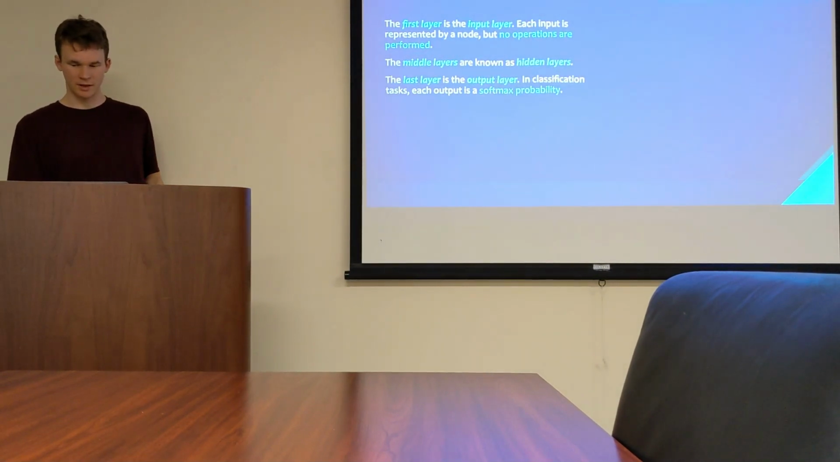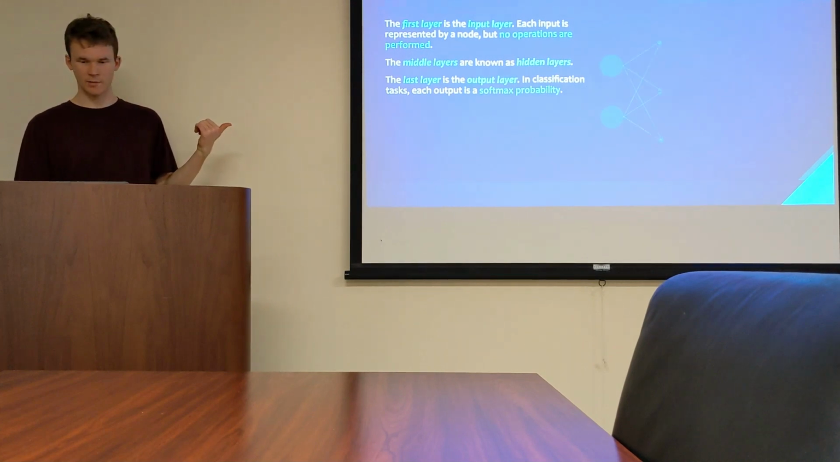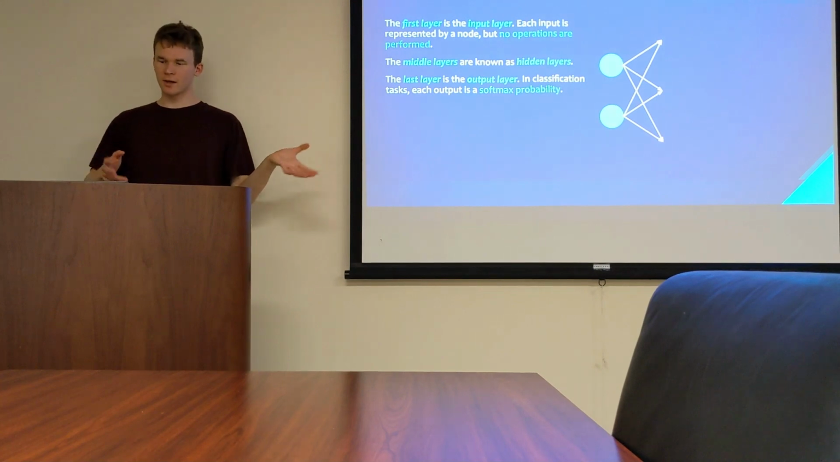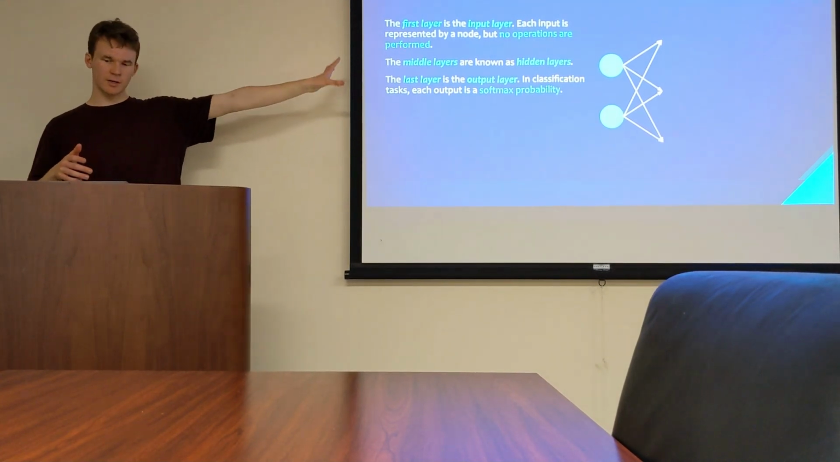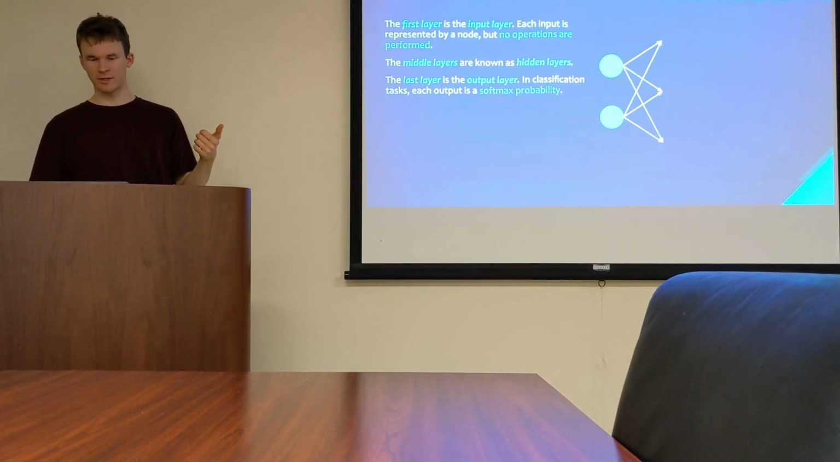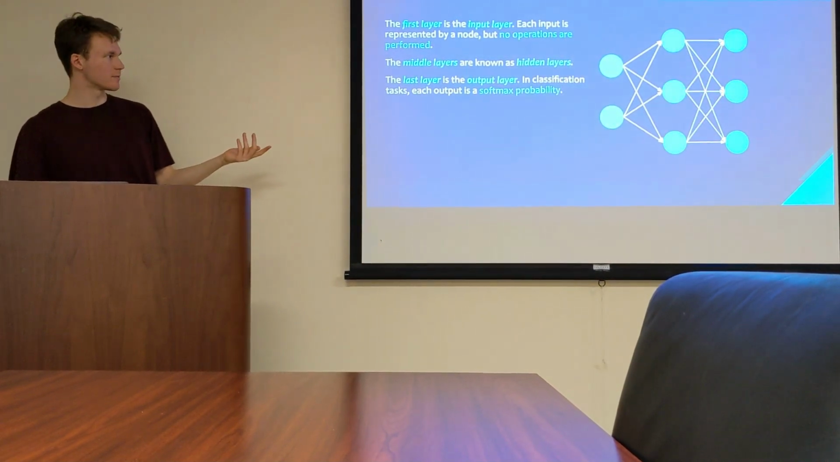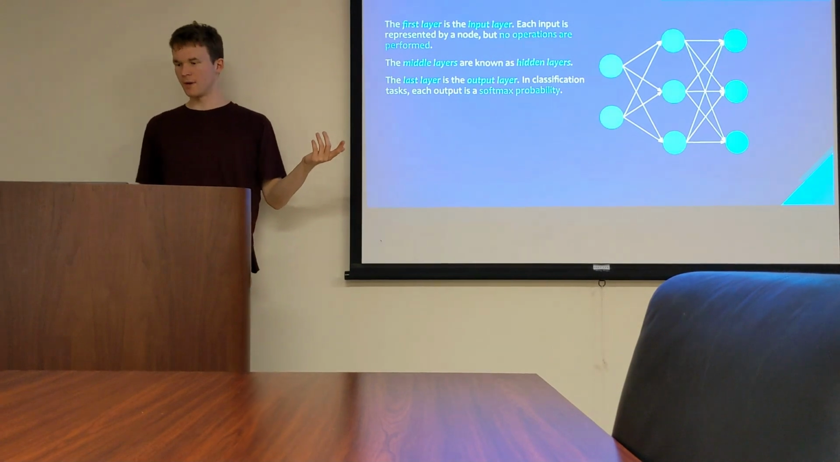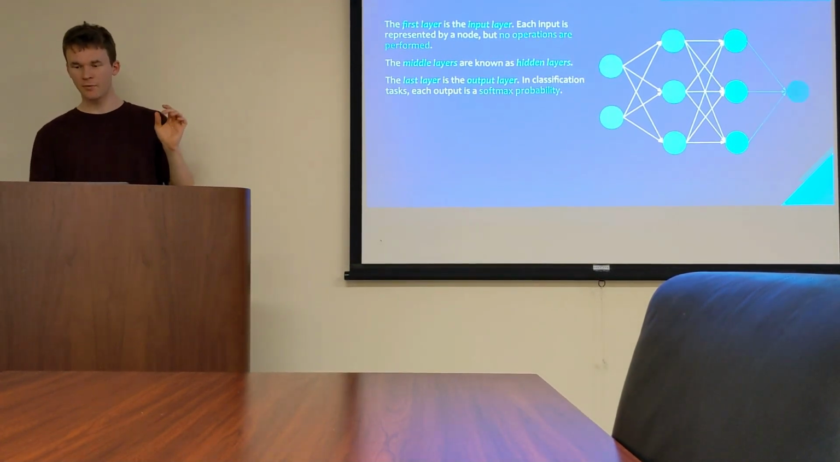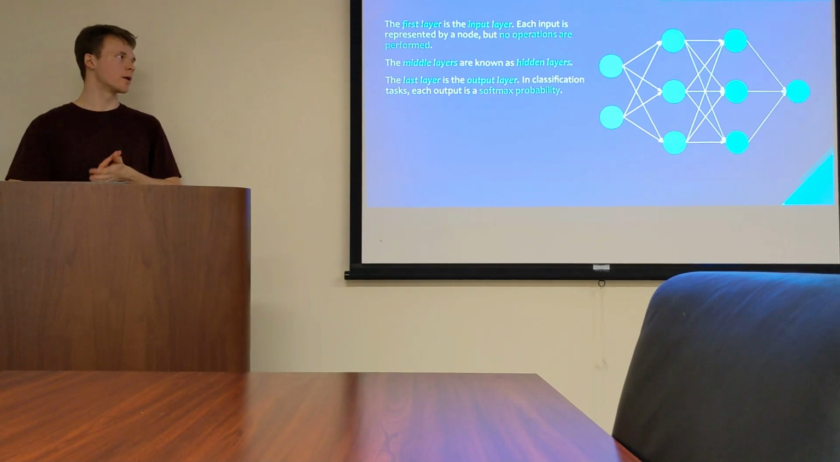Now, the first layer is just going to be the input layer. That's just going to be whatever your inputs are. They're usually represented as neurons, but we're not actually doing any operations here. You're just going to be passing them to the neurons in the first hidden layer, which is what the middle layers are called. And then each of these neurons passes their output to the next hidden layer, and then we pass it to the final output layer.